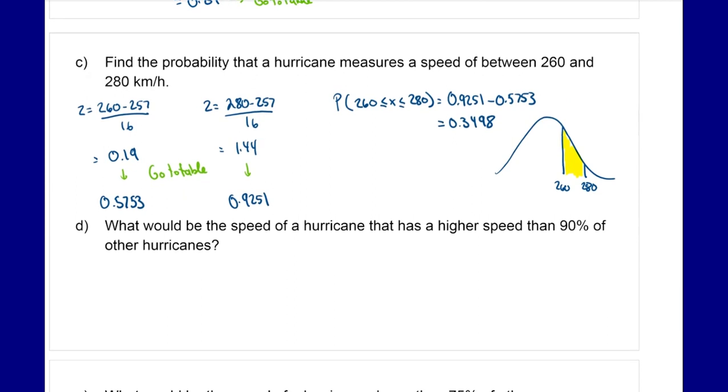Now, again, likewise, we can also go from a percentile back to a value. So what would be the speed of a hurricane that has a higher speed than 90% of the other hurricanes? So we are looking for 90%. In this case, we are looking for basically the 90th percentile, right? We're finding that 90th percentile.